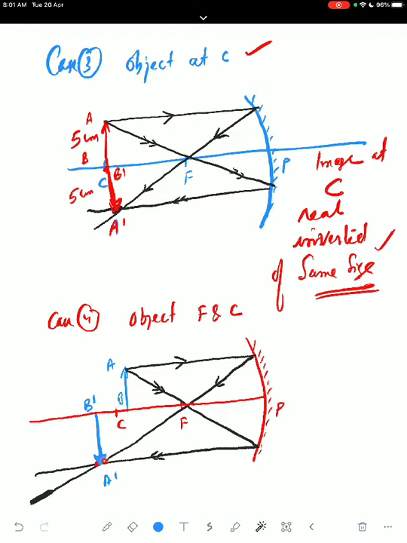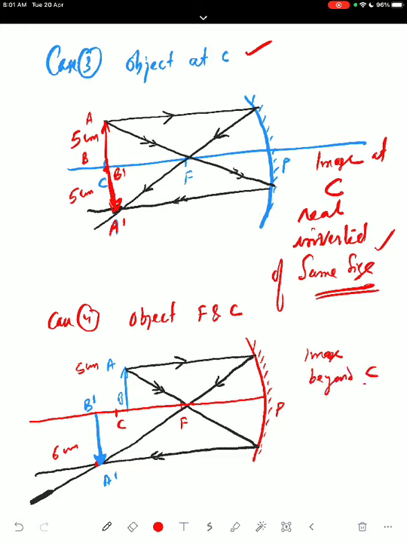And what can you see about the size? The size is slightly bigger. Suppose AB size is 5 centimeter. You can see A dash B dash is bigger than that. It can be even 6 centimeter or even 7 centimeter. So we call it an enlarged image. Now the image location we will write as: image is beyond C.